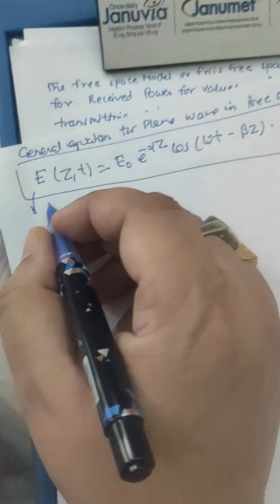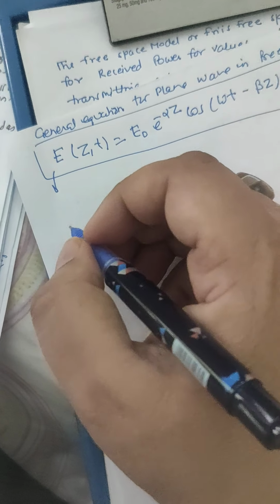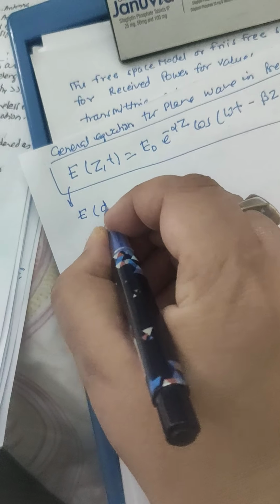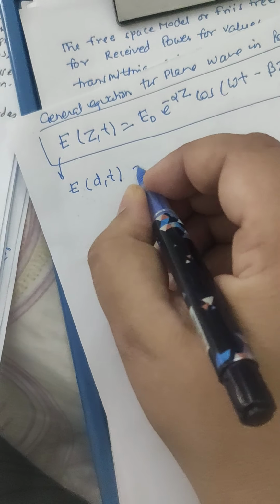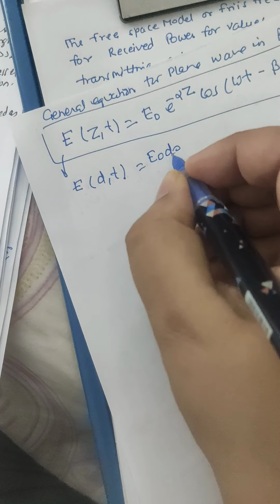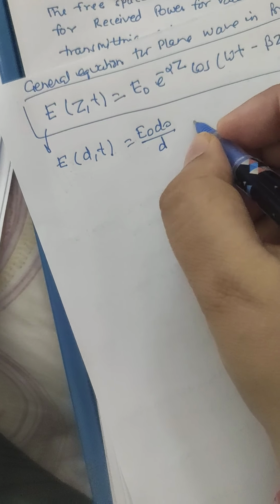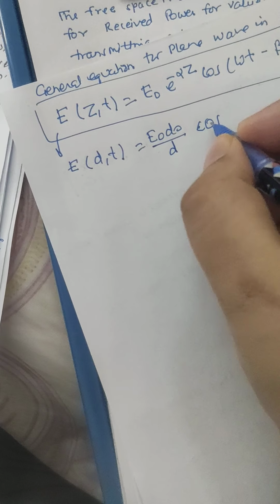I'll now rewrite this equation with our own variables, that is d and t. It is E of d and t equals E naught times d naught over d, and the cos term, omega_c times (t minus d by c).